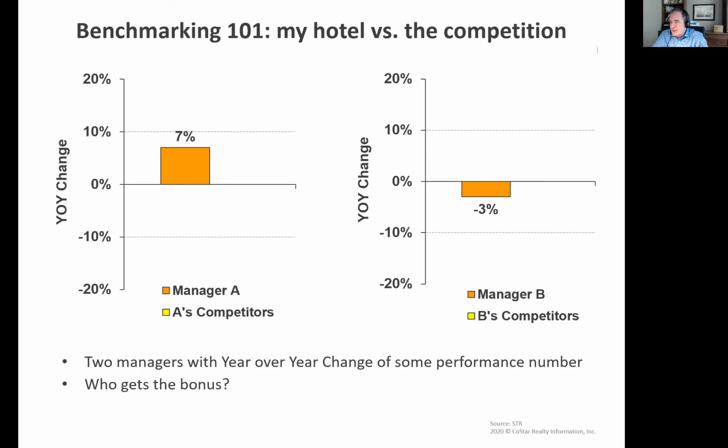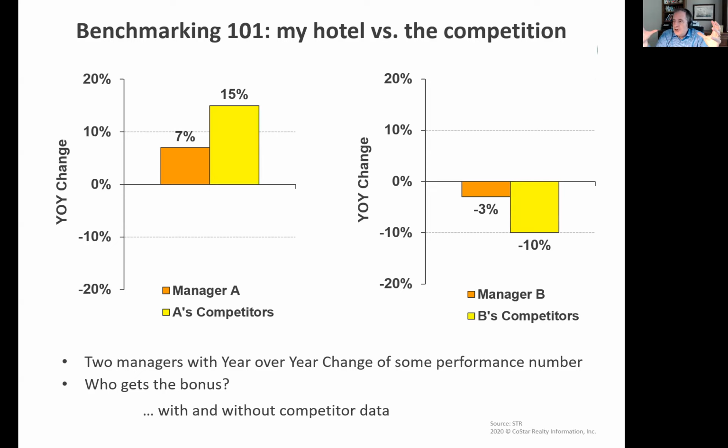Doesn't matter what that is right now, but look at manager A. His or her performance is 7%. So 7% year over year, that means 7% better this year than last year. That's looking pretty good. Now, let's look at poor manager B. Manager B has -3%. So that means his or her performance this year is 3% worse than last year. If that's all you knew about manager A and manager B, who would get the bonus? Obviously, we give the bonus to manager A, and that's about the best we could do.